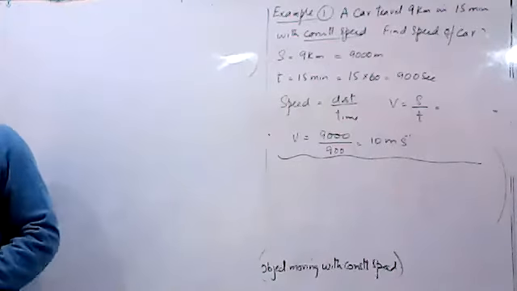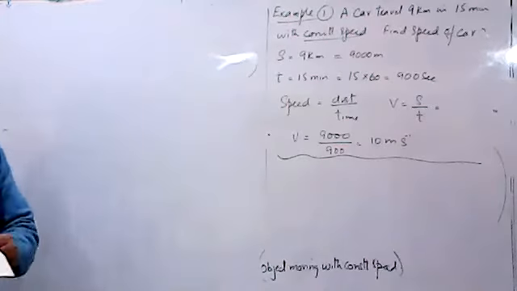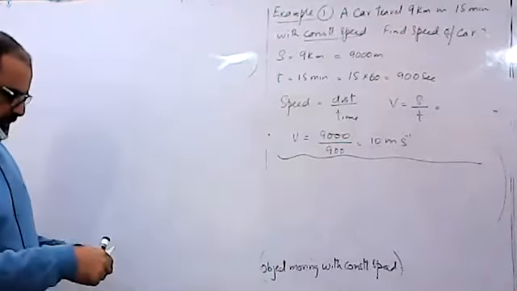Another example, a cyclist travels at 5 meters per second for 30 seconds.